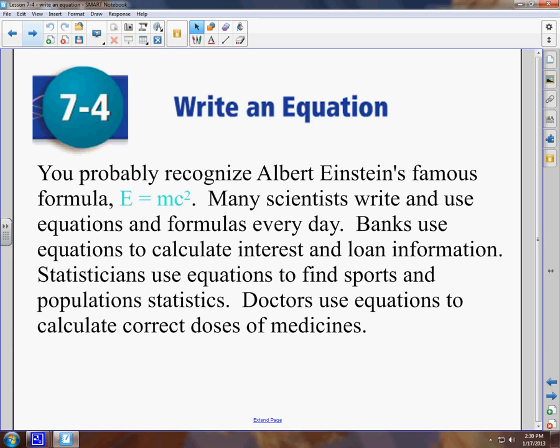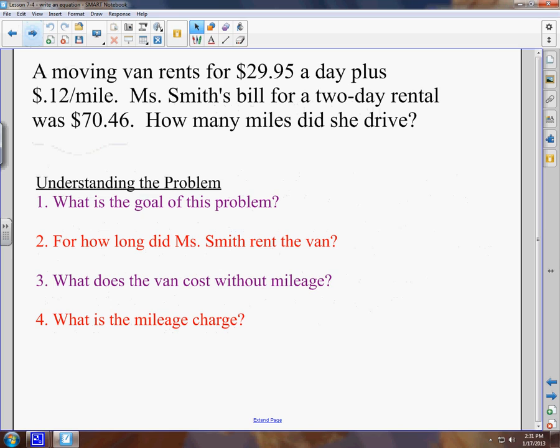You probably recognize Albert Einstein's famous formula E equals mc squared. Many scientists write and use equations and formulas every day. Banks use equations to calculate interest and loan information. Statisticians use equations to find sports and population statistics. And doctors use equations to calculate correct doses of medicine. So they use it all the time. So here is a problem.